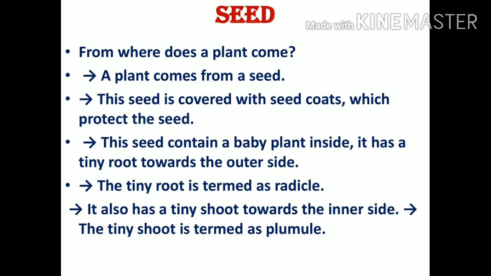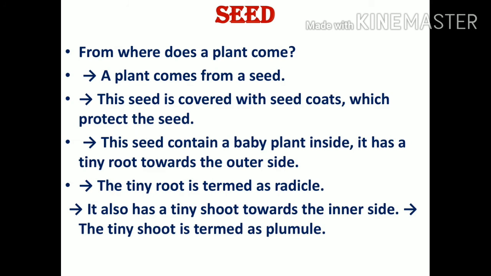It has a tiny root towards the outer side. The tiny root is termed as radicle. It also has a tiny shoot towards the inner side. The tiny shoot is termed as plumule.